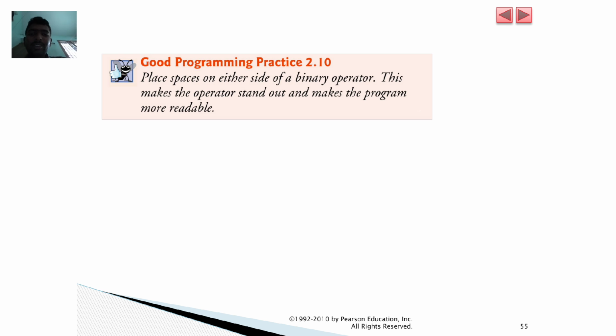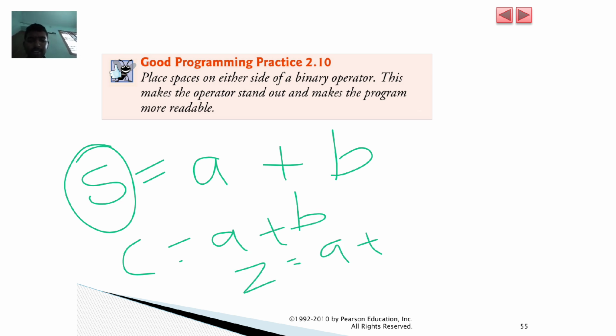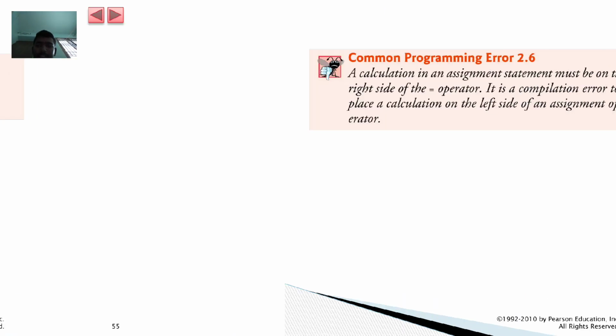Placing a space on either side of the binary operator makes the operator stand out and makes the program more readable. a is one variable, and giving some space and adding b and assigning it to the sum. You can use any variable: c is equal to a plus b is also correct, z is equal to a plus b is also correct. Why? Because initially I have taken a and b as the two variables, so I want them standardized. Next, moving on.